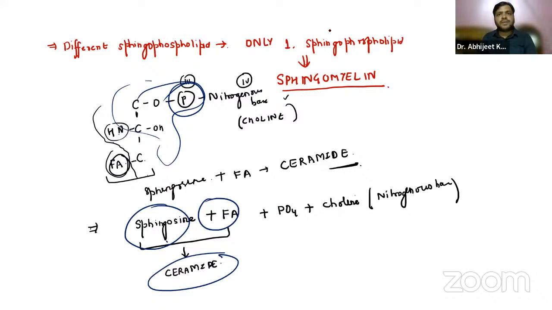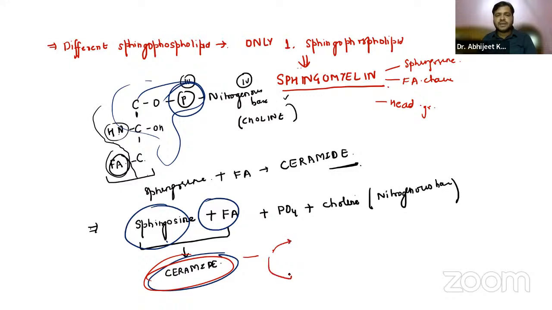So the basic structure of sphingomyelin, you already know we have a sphingosine, the amino alcohol. We have a fatty acid chain. We have the head groups. Basically, if we talk about the ceramides, guys, we have just talked about ceramides. These ceramides are constituting the head groups. So they can again be classified into two types: the sphingomyelin and glycosphingolipids.